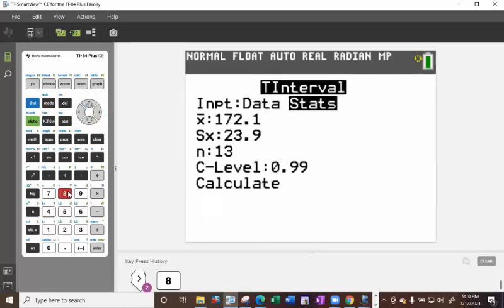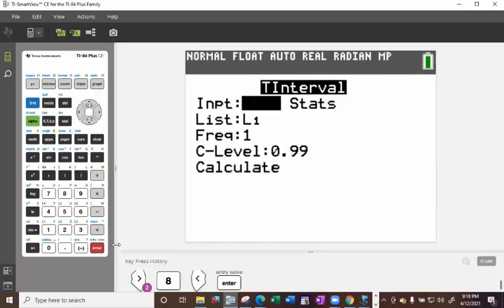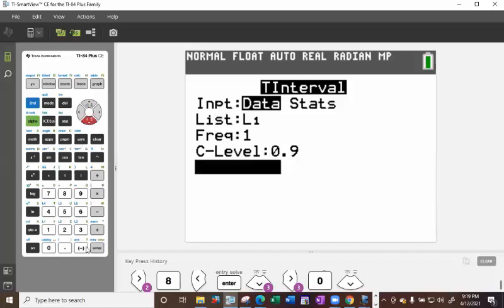T-Interval, we're going to choose Data this time instead of Stats. Data means it's going to be looking for a list. The default place it looks for any list, if it wasn't there, you would have to change it, is L1. That's why I try to put everything in L1. Whatever that frequency number means, that just needs to be a 1. You just leave that alone. And it was a 90% confidence interval. So now it's going to take that data, calculate the mean, standard deviation, and the entire confidence interval.